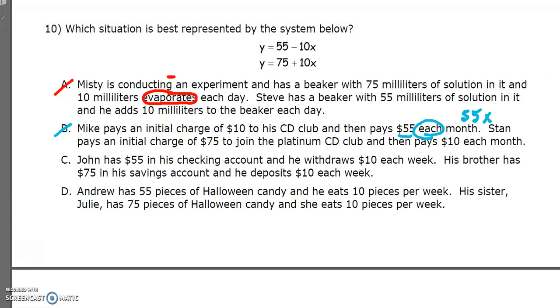Let's keep going. John has $55 in his checking account and he withdraws $10 each week. So we start with $55 and he withdraws, which means we are taking out $10 each week, so we're subtracting $10. That one looks like it works. And it says his brother has $75 in his savings account, which is right here. And then he deposits. The deposit means that we are adding $10 each week, and that is exactly what we did. So it looks like C is going to be the correct answer.